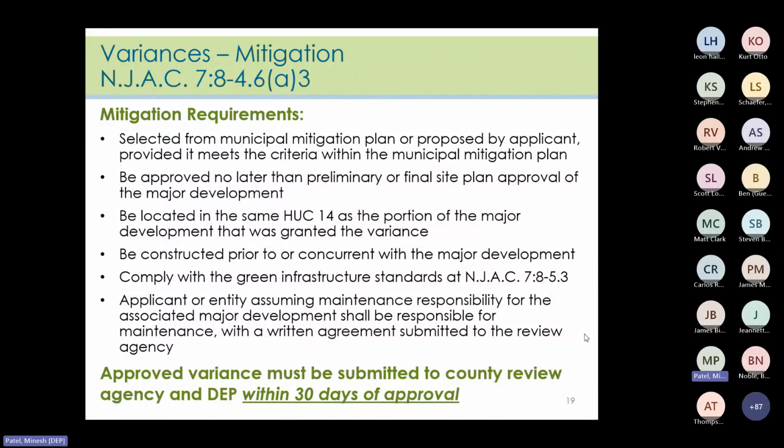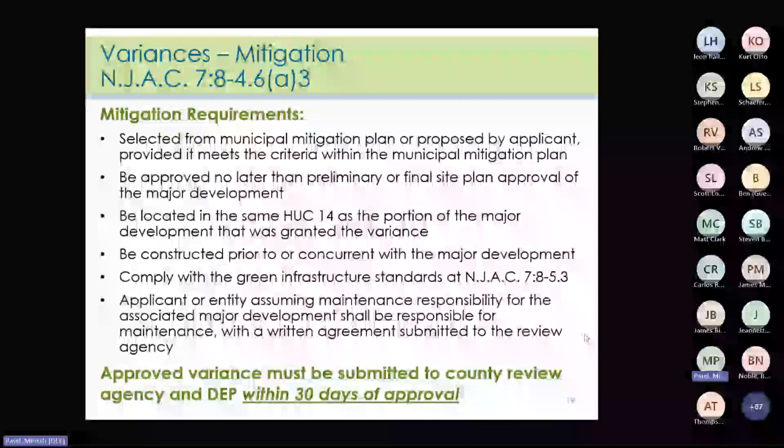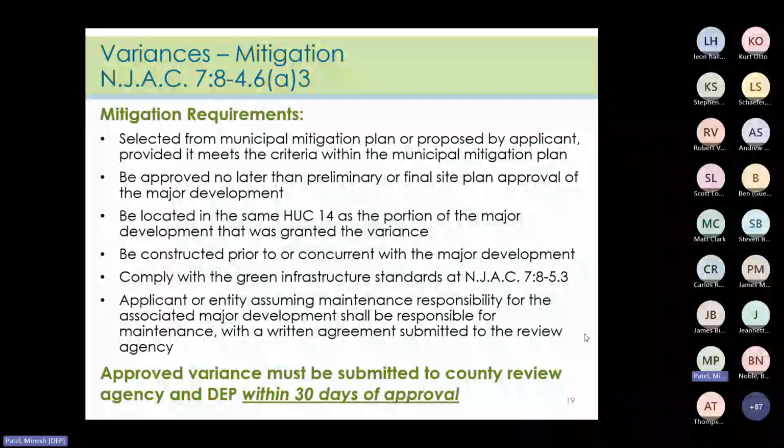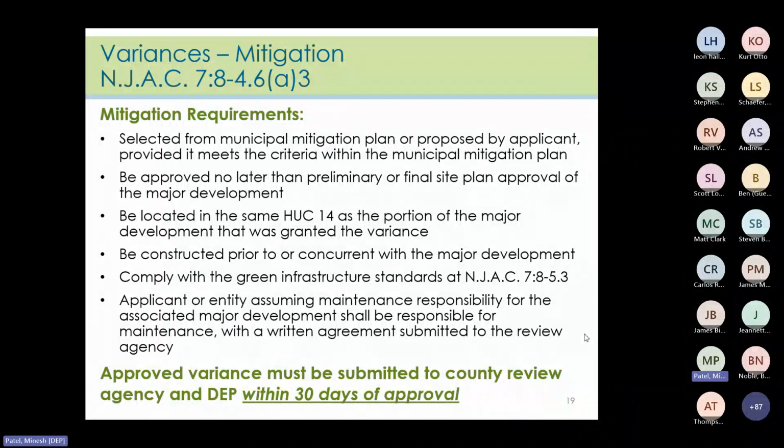Must be located in the same HUC 14. Must be constructed concurrently or prior to the major development. It must meet the GI standards. And the entity assuming the responsibility of maintenance for the project must submit a written agreement to the review agency. Lastly, the approved variance must now be submitted to the county review agency and DEP within 30 days of approval.